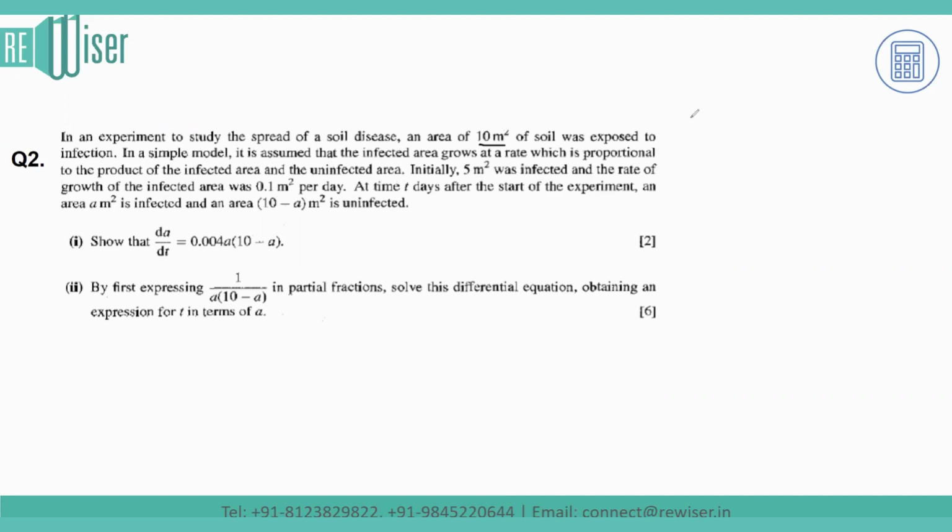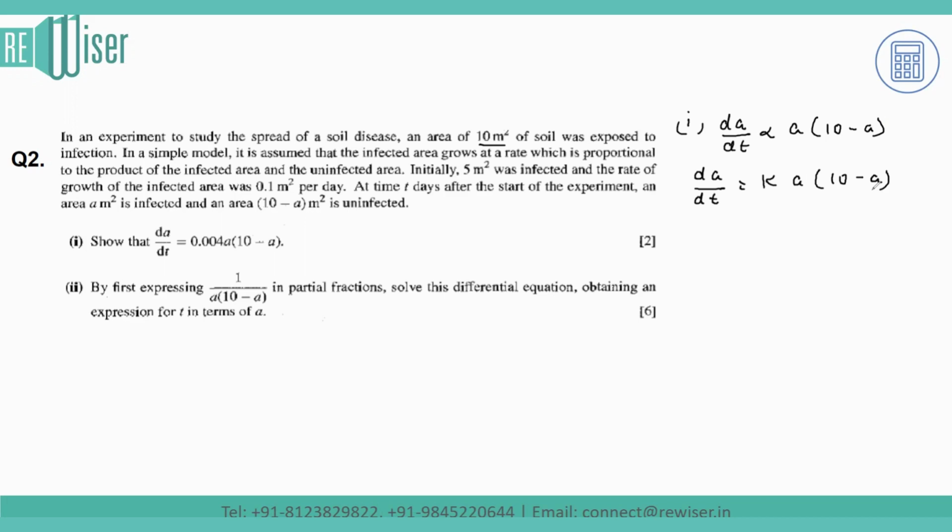So for the first part of the question, we have to write dA over dt is directly proportional to the product of infected and uninfected area. So if I remove the proportionality sign, I could write dA over dt is equal to K into A into 10 minus A. So that's the thing they have asked to express.